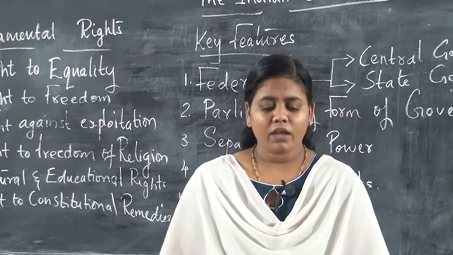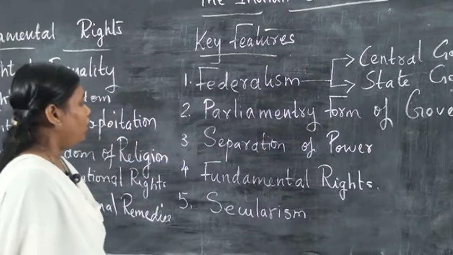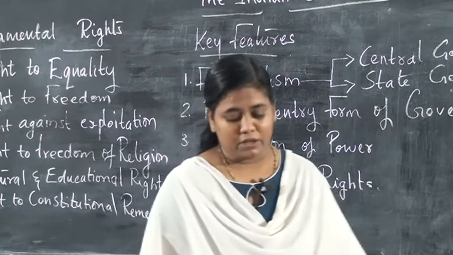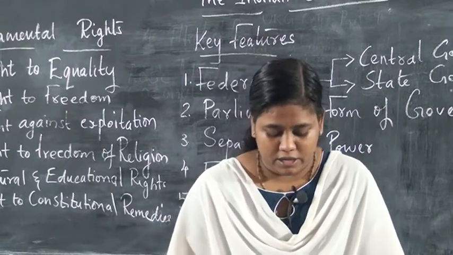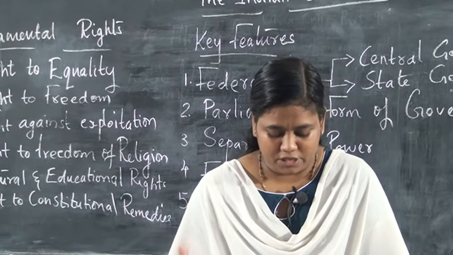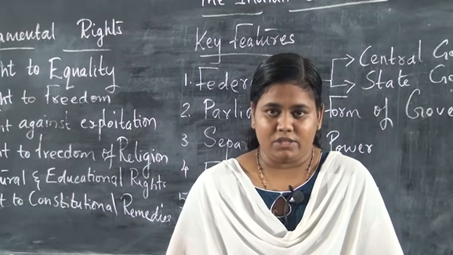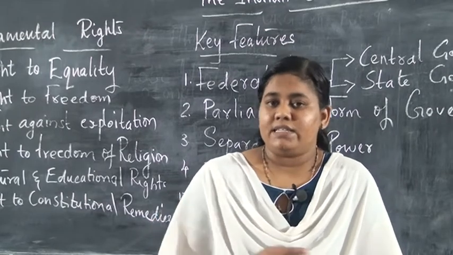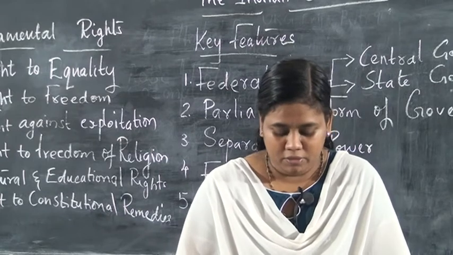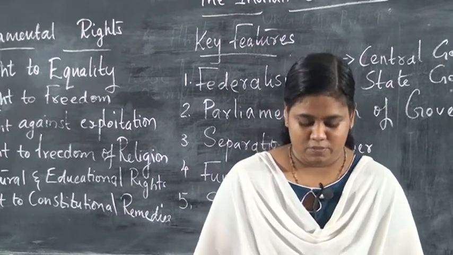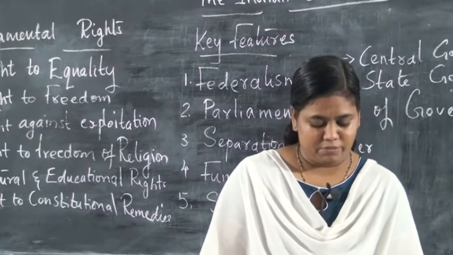And the last one was secularism. Secularism means the state has no state religion, so all religions are accepted, and no one religion is officially promoted as the state religion. We have not promoted any religion as the state religion. So we have a secular concept. So that was the end of this chapter.